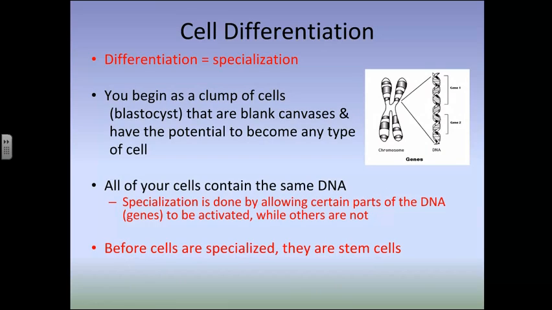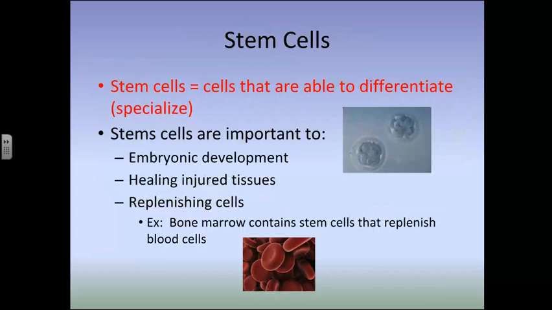So you begin as a clump of cells, which is a blastocyst, and those cells are blank canvases, and they can become any kind of cell. And since all of your cells contain the same DNA, specialization is done by turning parts of the DNA on and turning other parts of the DNA off. So before cells are specialized, we call them stem cells. And stem cells really are cells that are able to differentiate.